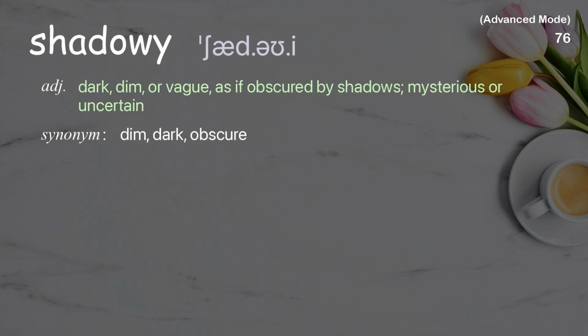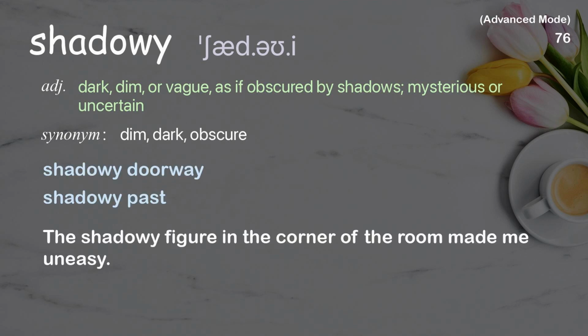Shadowy. Dark, dim, or vague, as if obscured by shadows, mysterious or uncertain. Examples: Shadowy doorway. Shadowy past. The shadowy figure in the corner of the room made me uneasy.